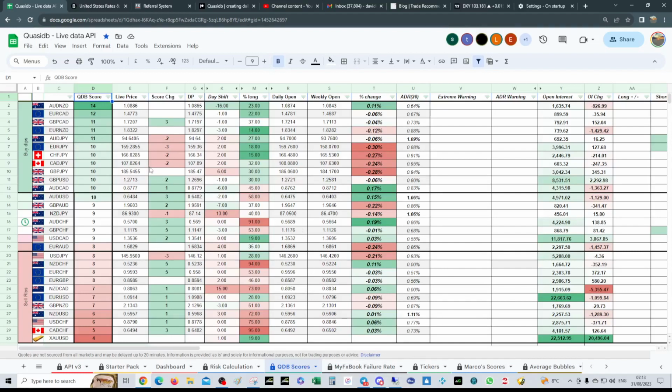But do note that we've lost some scores on AJ, EJ, the Swiss yen and CAD yen, and we've had an increase in score on the Euro Swiss and the Kiwi Swiss, and then the Pound Swiss as well. So that's of note. It's a little bit of Swiss weakness, a little bit of yen strength potentially. So that's how you can use the scores. And that's that. So we can talk about the indices.